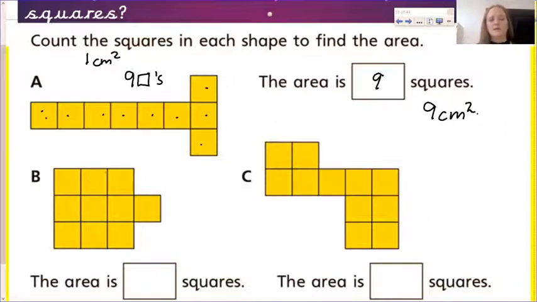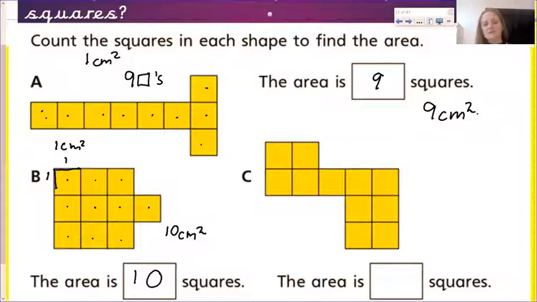Okay, let's look at the next one. It's the same. We're going to count our squares. Each square is 1 centimeter squared because it is 1 times 1. So let's count our squares. 1, 2, 3, 4, 5, 6, 7, 8, 9, 10. So the area is 10 squares. And remember, we write 10 squares is the same as 10 centimeters squared.